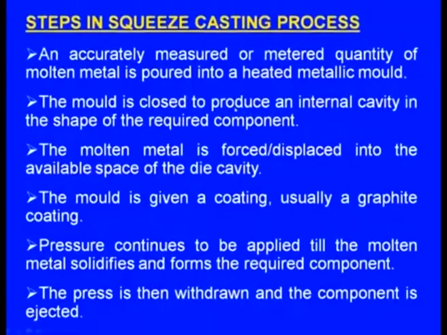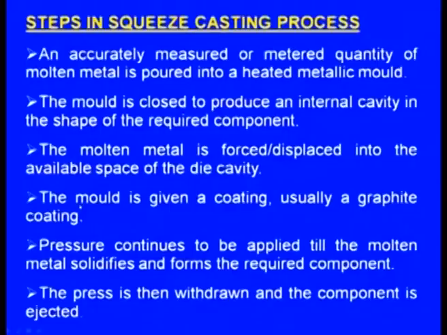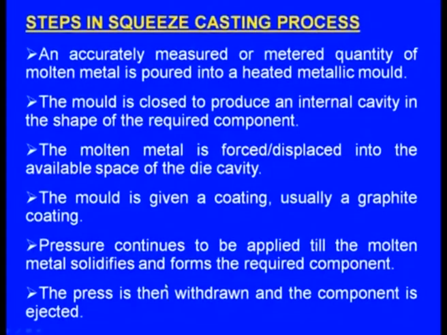Here a metallic mold is used similar to die casting, but there is a difference. The mold is closed to produce an internal cavity in the shape of the required component. The molten metal is forced, displaced into the available space of the die cavity. Before that, the mold is given a coating, usually a graphite coating. Pressure continues to be applied till the molten metal solidifies and forms the required component.